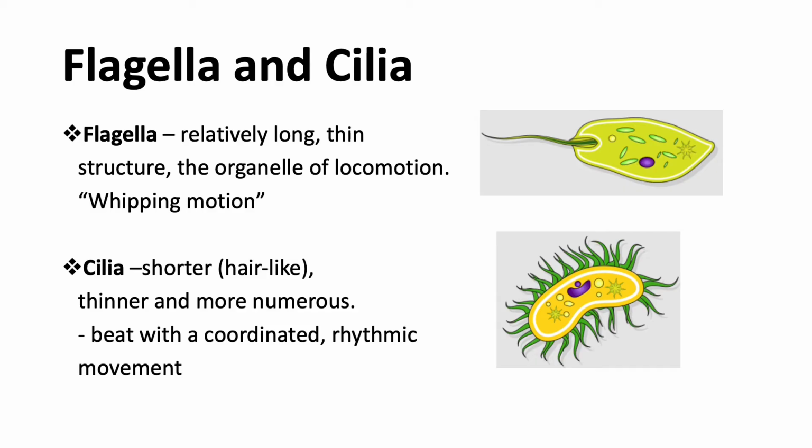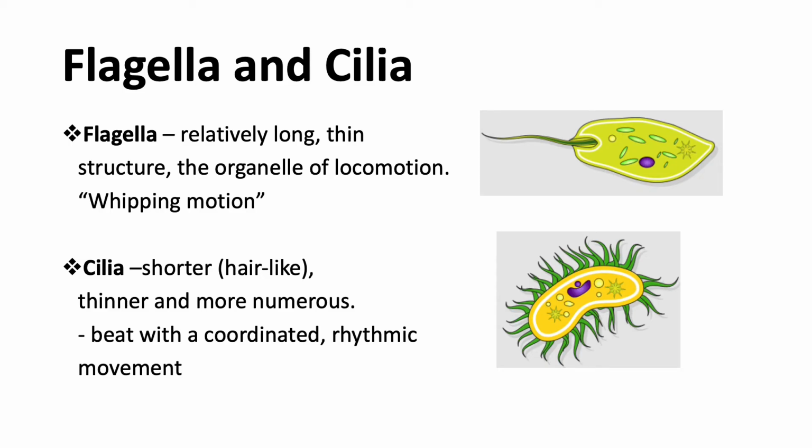Flagella and cilia are both organelles of locomotion. Some eukaryotic cells, like spermatozoa and other types of protozoa and algae, have relatively long thin structures called flagella. So the whipping motion of the flagella enables flagellated cells to swim through liquid environments. Flagella are said to be whip-like.